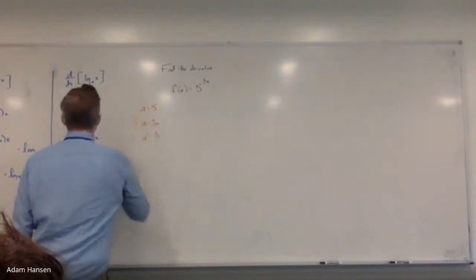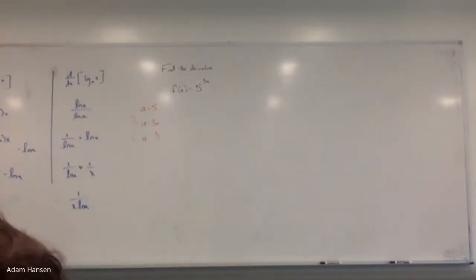Now I've got everything written down. Let's just use our formula to put it all back together. Natural log of a times a to the u times u prime. So ln 5 times 5 to the 3x times 3.